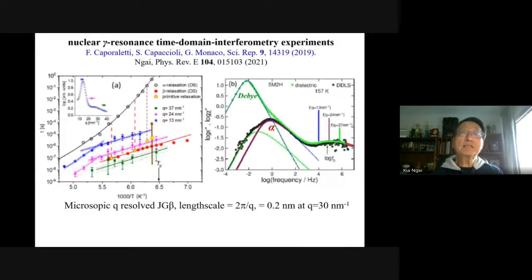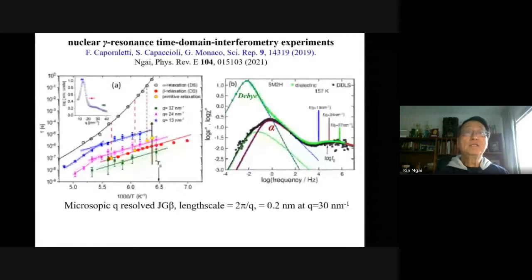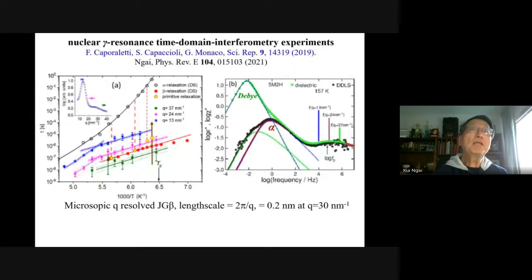And you see that on the left side, the spectra are Q resolved. On the top left corner, you can see the structure factor, and so different Q, you see. At high Q, you're looking at short length scale, and this technique can give you Q resolved data. You see the Q 37, 24, 13. For very low Q, you see the alpha. You see the alpha there, the gray circles there, by dielectric relaxation.